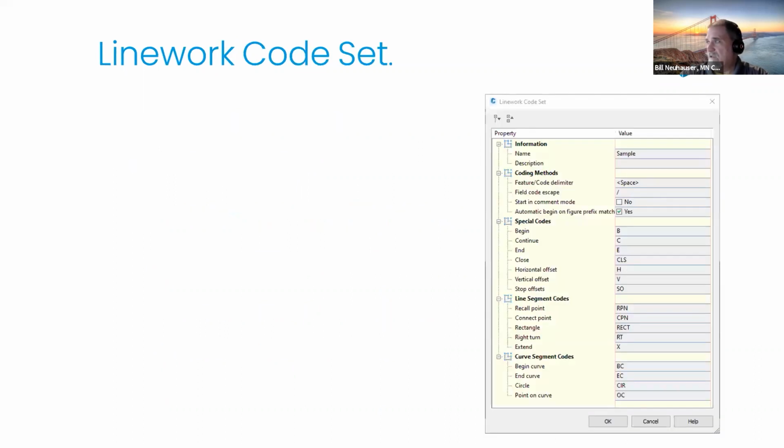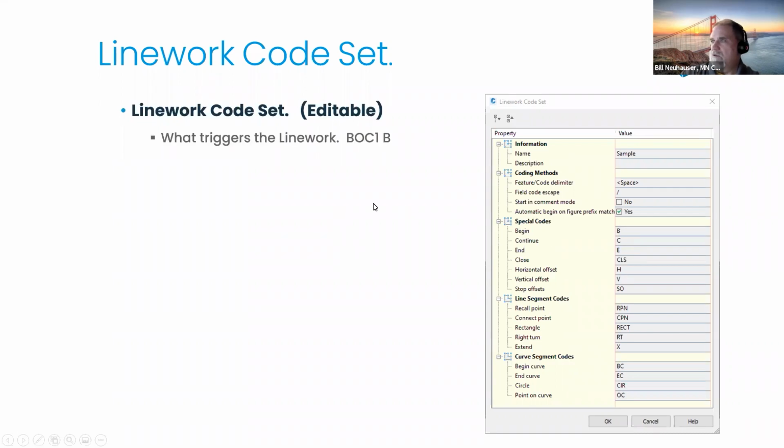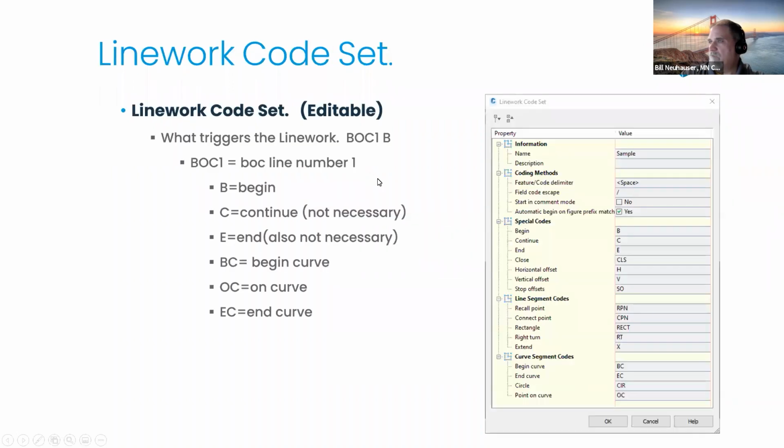Now the line work code set, we'll jump into this a little bit here. This is what you type in to activate the lines. So what triggers the line work? If you type in BOC1 space B, let me page down through this. So back of curb 1 space B, B tells me to begin the line. If it was a C, it would mean continue the line, which is not necessary anymore. This reverts back to probably the Land Desktop days. So it's there, probably ignore it, you don't have to worry about it.